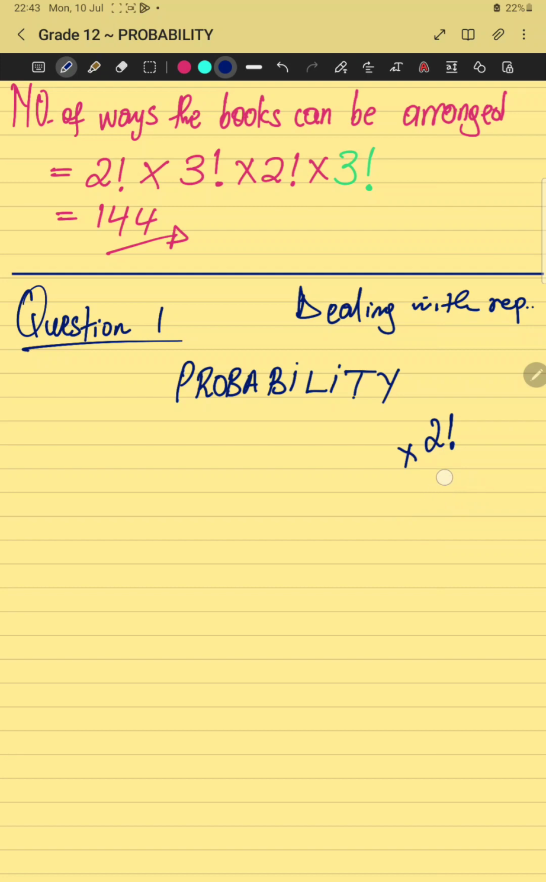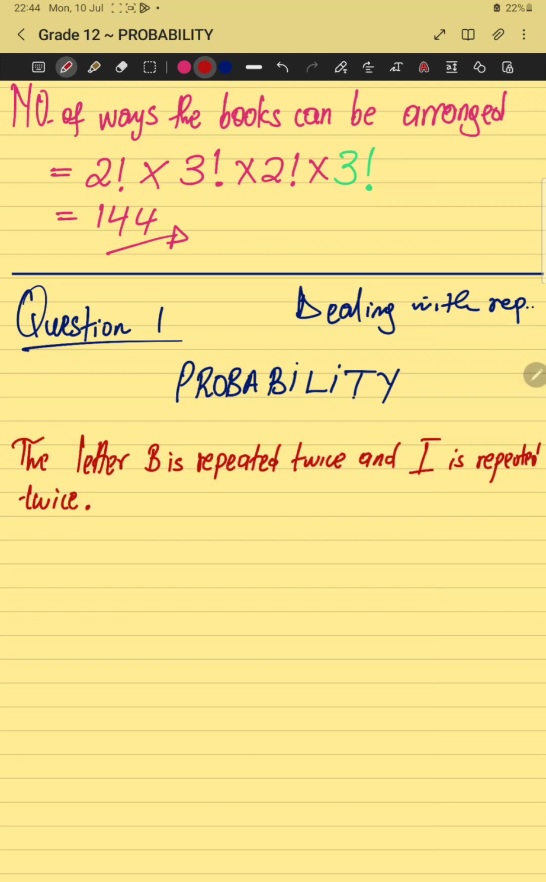Okay, let's just do this one now. All right, in the word probability, I'm going to highlight this for you. If we count from P to Y, we can see that B appears twice and I appears twice. So that means it's going to be 2 factorial for B and another 2 factorial for I. Okay, now let me formulate here.